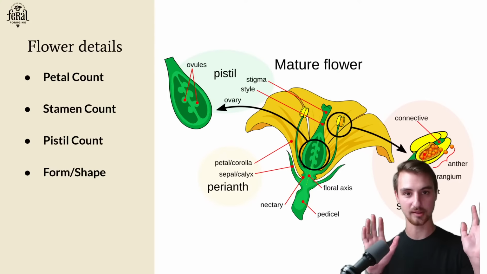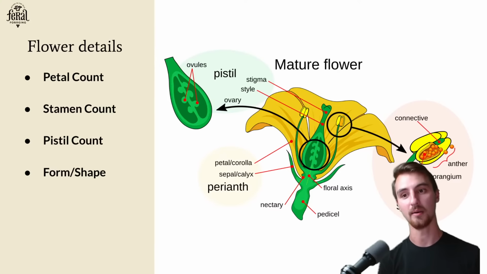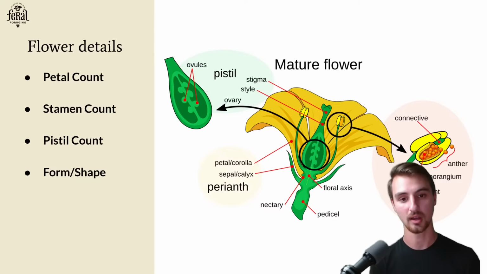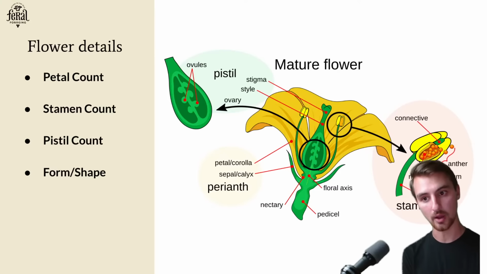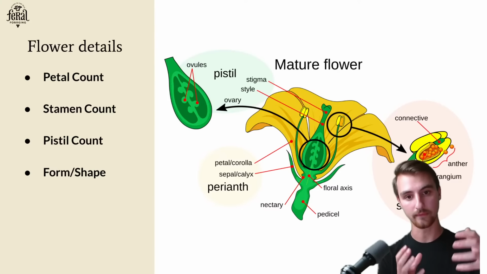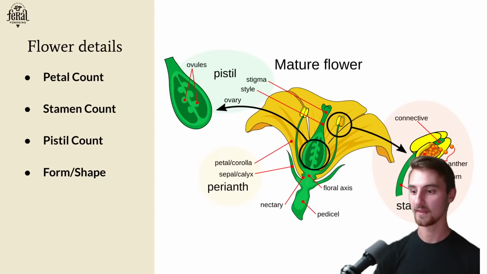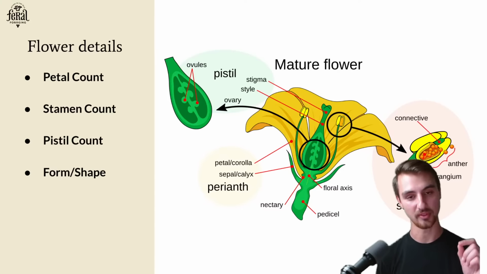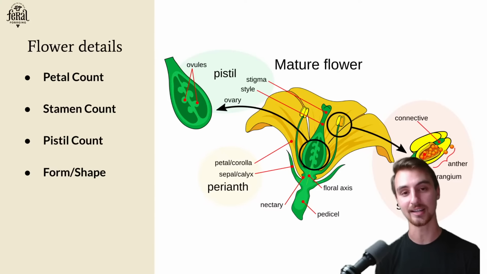So again, this is a very quick overview, but these are the important details that you need to know about with flowers: the petal count, the stamen count, the number of pistils, and then the overall form or the shape of the flower. I'm whizzing right by that one, but this is something we're going to be looking at in detail in that class coming up on August the 29th.